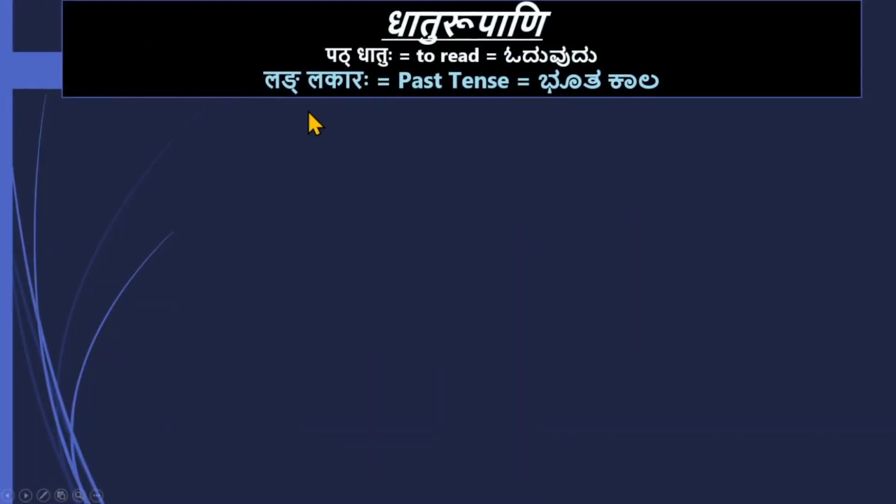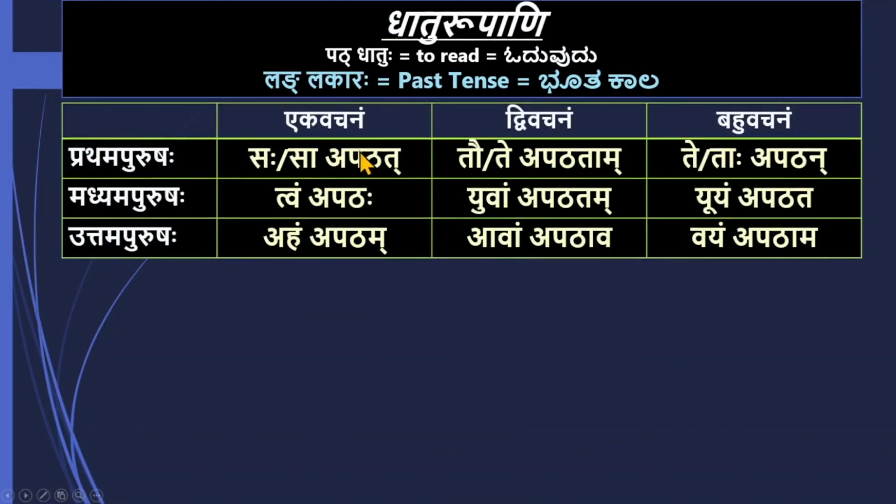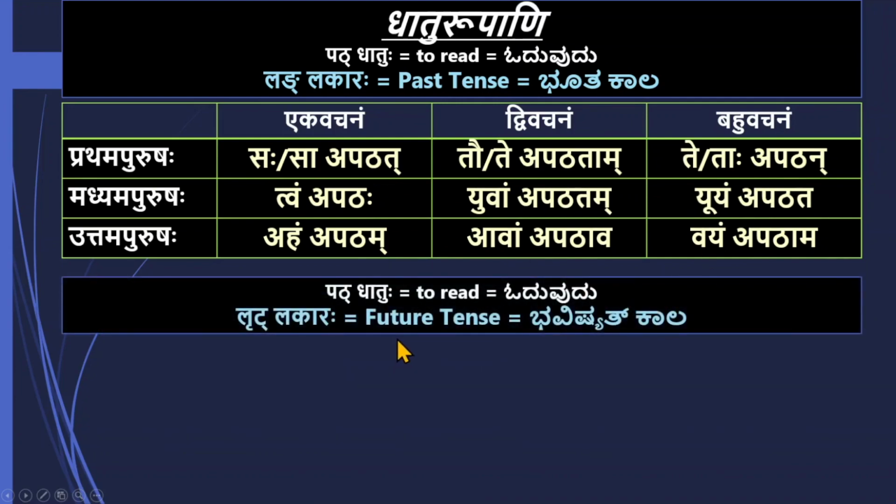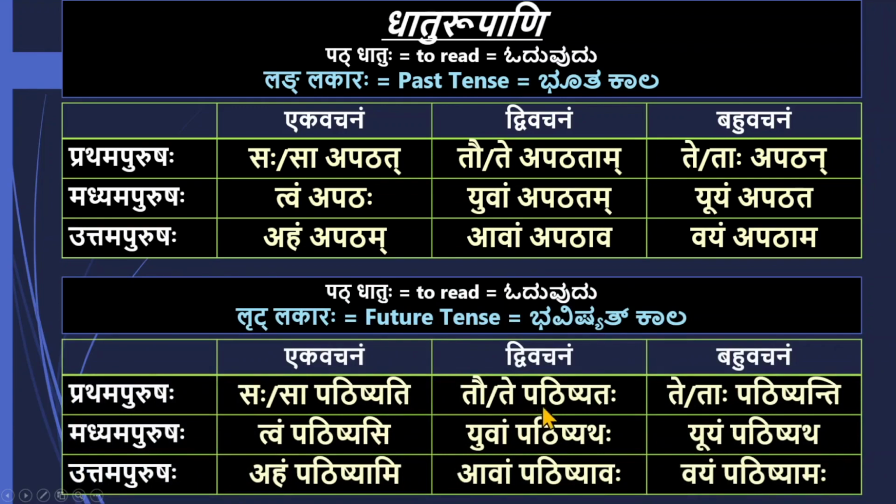Now we go to lang lakara or past tense. Apathat, apathatam, apathan, apathaha, apathatam, apathata, apatham, apathava, apathama. I have also given you sahasa, etc. You can note this down. Next we go to lrut lakara, which is future tense. Pathishyati, pathishyataha, pathishyanti, pathishyasi, pathishyatha, pathishyatha, pathishyami, pathishyavaha, pathishyamaha.